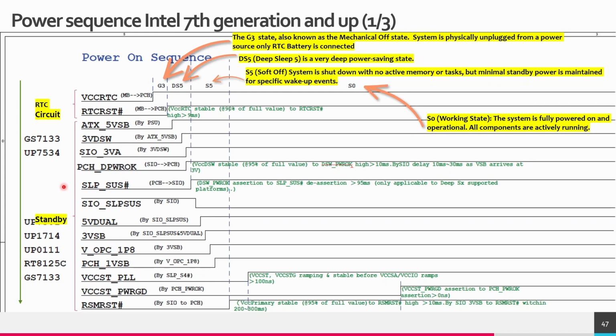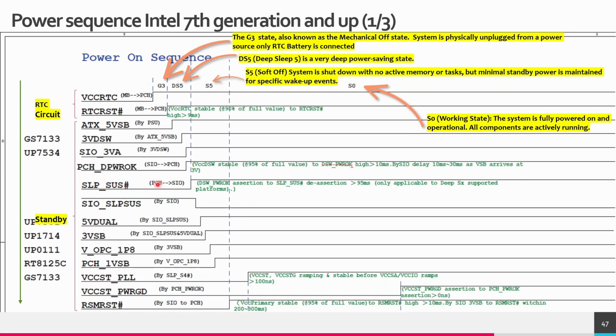The next two sequence number 7 and 8, are called sleep suspend and super IO sleep suspend. In the standby state, the first signal has to go from low to high, and the super IO sleep suspend signal will go from high to low. In the power on state, the sleep suspend signal will remain high, and the SIO sleep suspend will remain low. Basically, the super IO sleep suspend is an inverted signal of the sleep suspend signal.